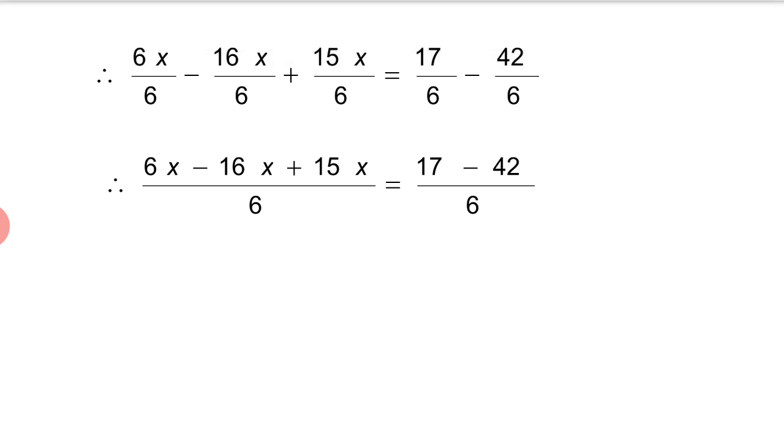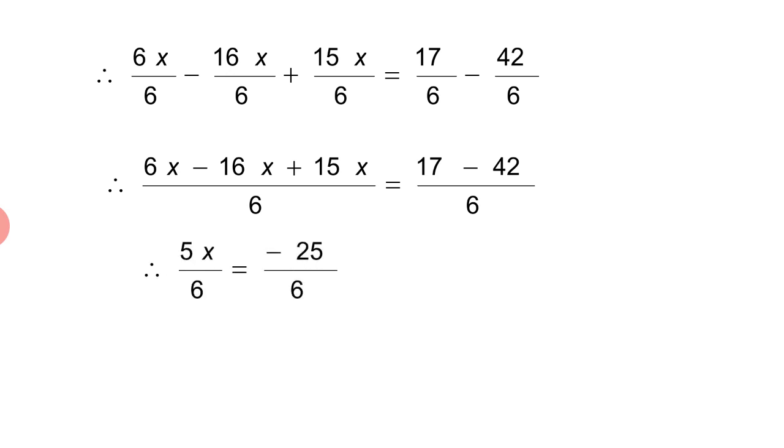6x upon 6 minus 16x upon 6 plus 15x upon 6 is equal to 17 upon 6 minus 42 upon 6. Now all the denominators are same. So we will have 6x minus 16x plus 15x added or subtracted separately, and RHS is separately simplified. So 17 minus 42. So this will be 6x minus 16x will be 10x minus 10x plus 15x. So it will be 5x.